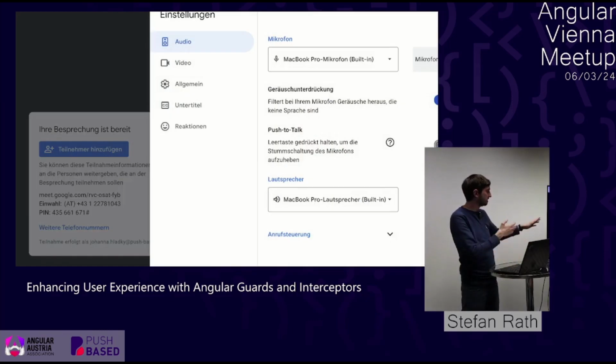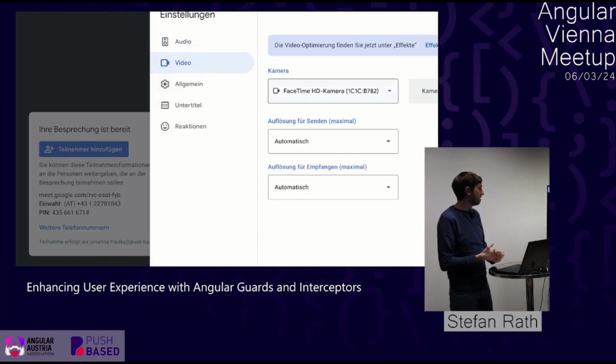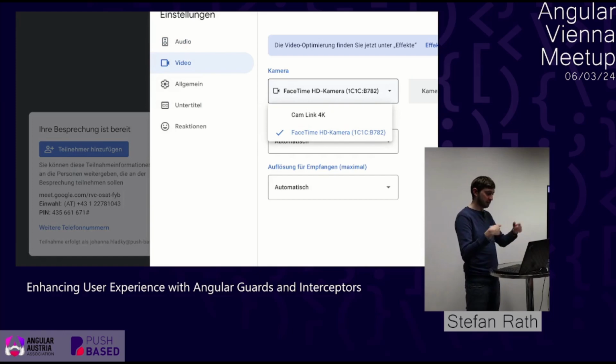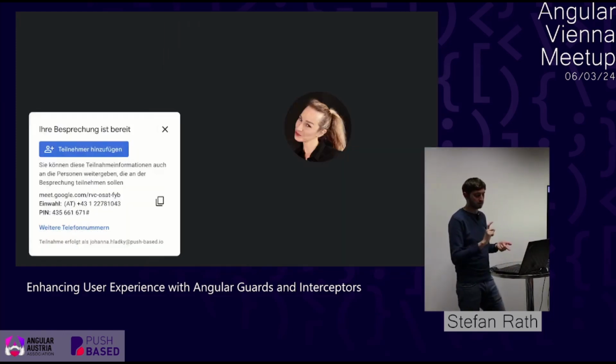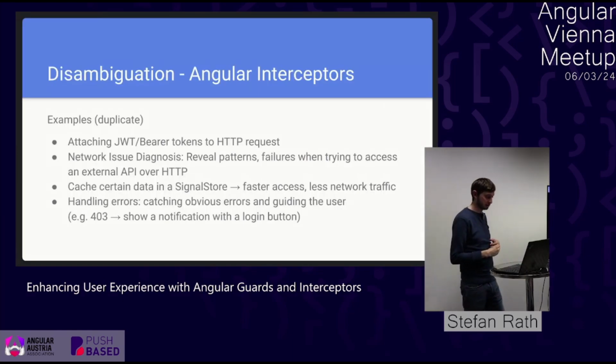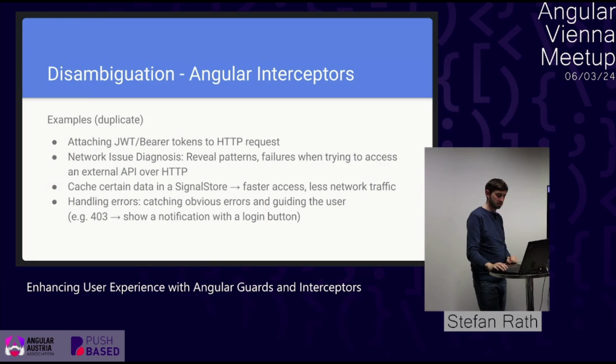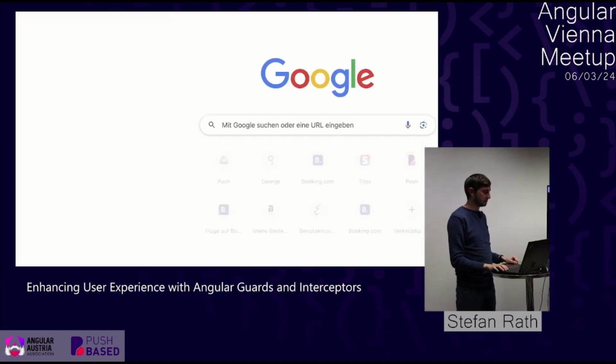As I said before, these are the examples of Angular interceptors. This is a duplicate slide from earlier. You can attach tokens to the HTTP request, network diagnosis, caching, and handling errors. And this is how an interceptor looks like.